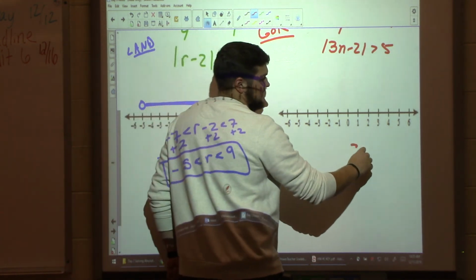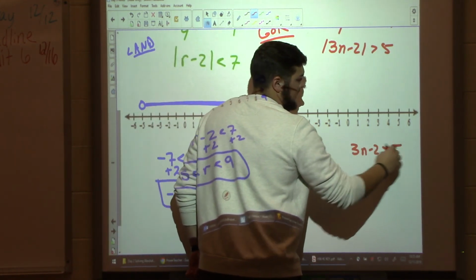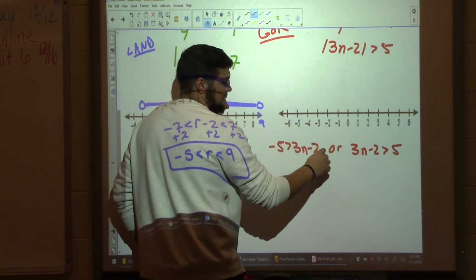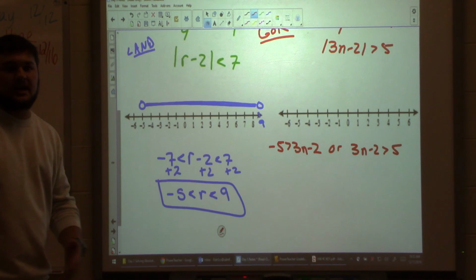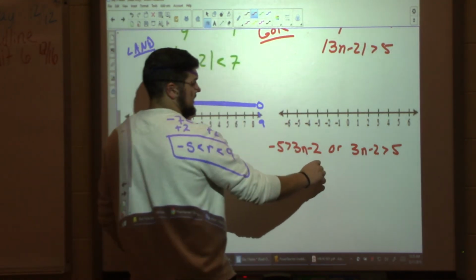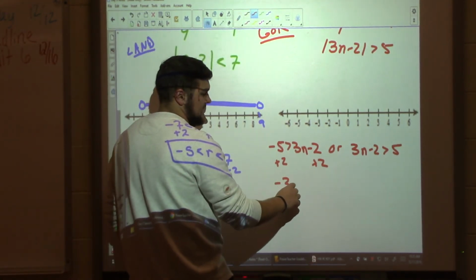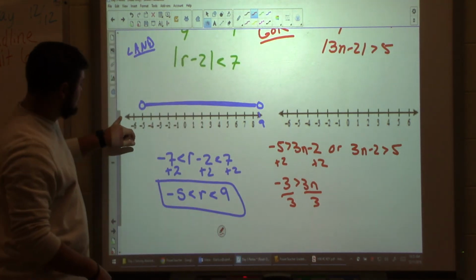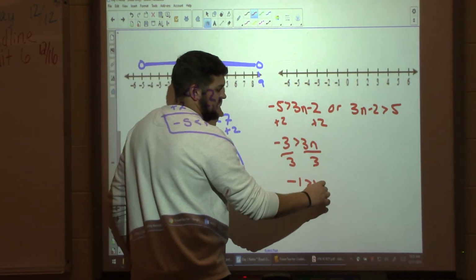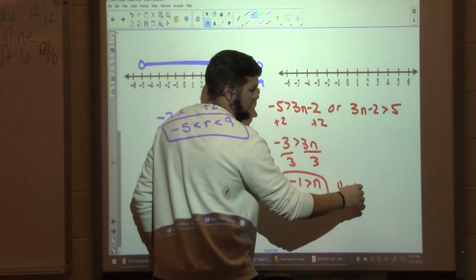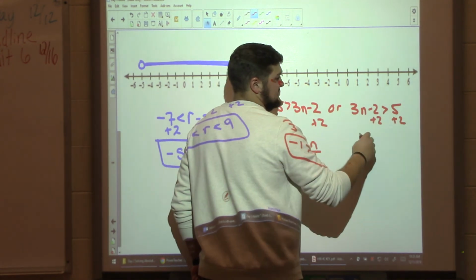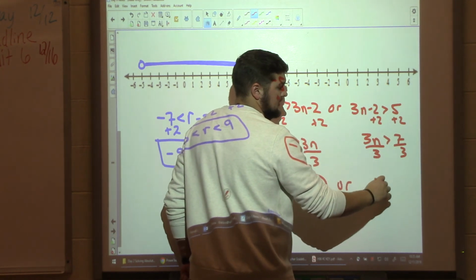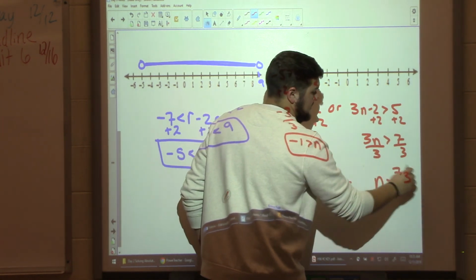So I get 3n minus 2 is greater than 5, or negative 5 is greater than 3n minus 2. Just setting it up and then solving it. Add 2 to both sides. Negative 3 is greater than 3n. Divide by 3. Negative 1 is greater than n. Or, add 2 to both sides. 3n is greater than 7. Divide by 3. n is greater than 7/3.